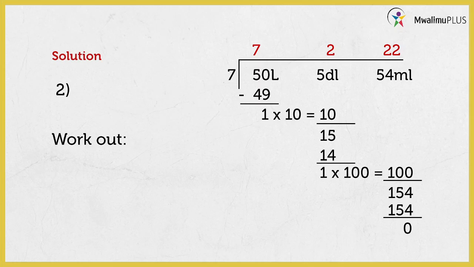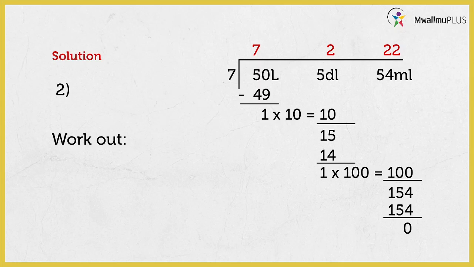So when we do our multiplication, if I divide 50 by 7, the number closest to it is 49, because 7 multiplied by 7 gives me 49. So I write 49 under 50. Then I subtract. If I subtract 49 from 50, learners, what do I get? I will remain with 1 as the remainder. So I write 1 under 40.